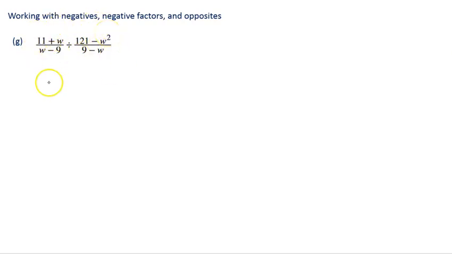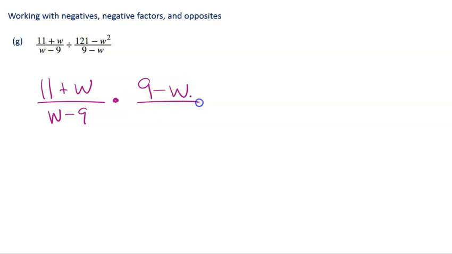So look, this first fraction, 11 plus w over w minus 9, he's going to stay just as he is. But I'm going to change my division to multiplication. That's the keep, change. Change division to multiplication and flip your divisor. So now 9 minus w, just like it's written in the denominator, now goes in the numerator. And 121 minus w squared goes in the denominator.